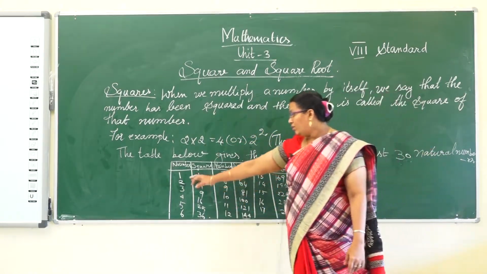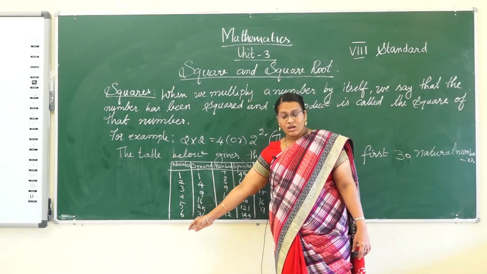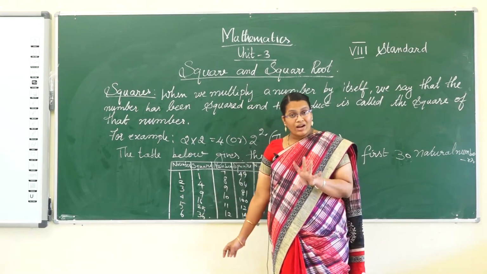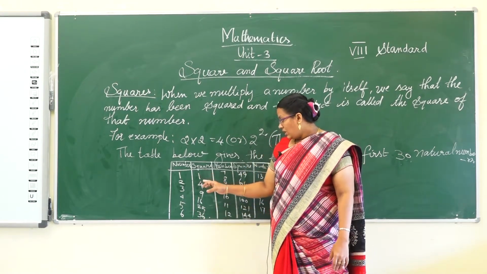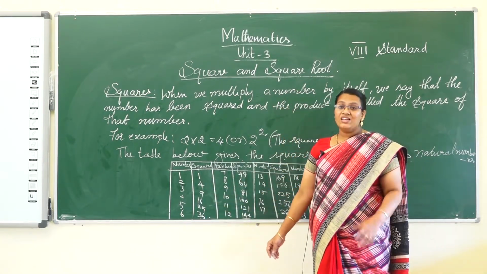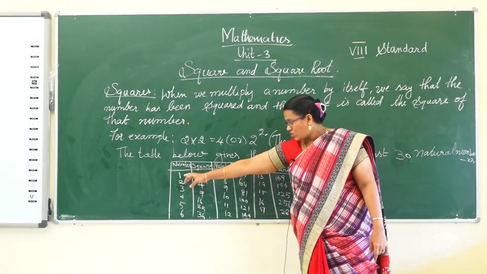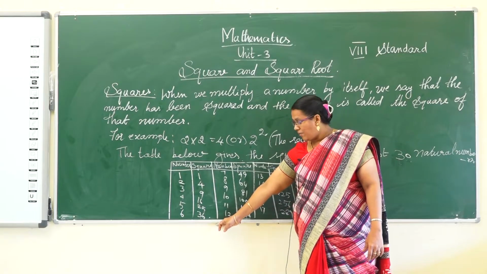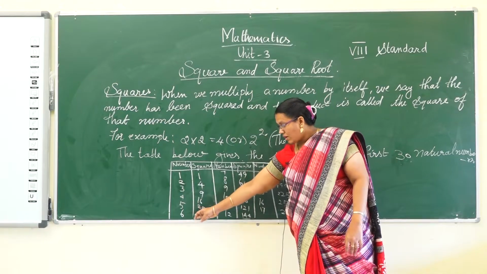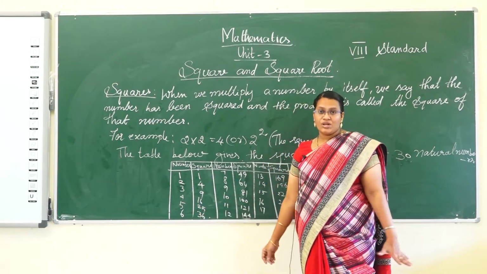So here 1, 2, 3, 4, 5 are the natural numbers, and their squares are 1, 4, 9, 16, 25, 36. These are called the squares of the natural numbers. So 1, 2, 3 are the numbers, and 1, 4, 9, 16 are the squares of those numbers.